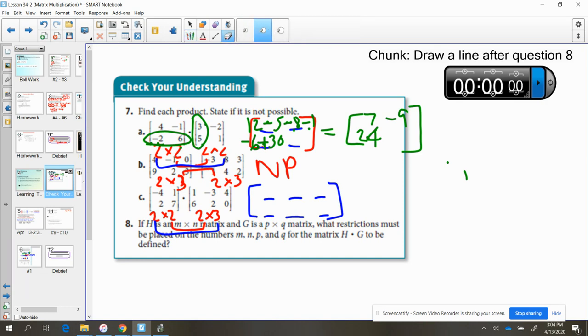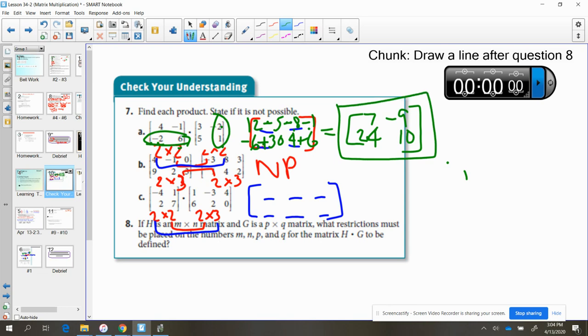And last but not least, row 2, column 2 involves us using row 2 and column 2. Negative 2 times negative 2 is positive 4. 6 times 1 is positive 6. 4 plus 6 is 10.